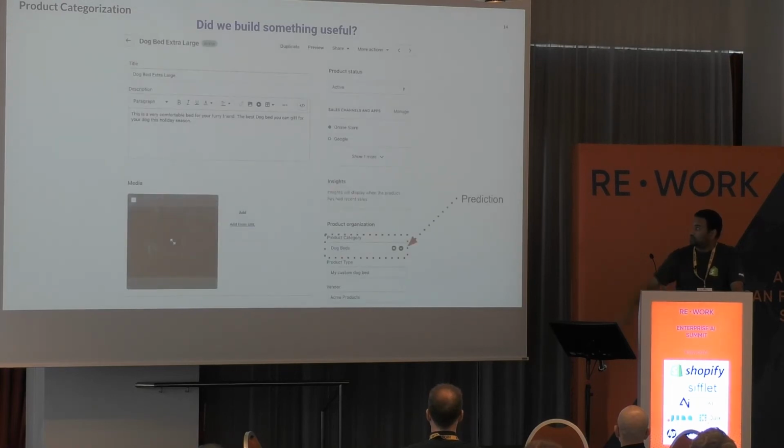And what we did is this is essentially our admin page. If you are a merchant and you're selling a dog bed, you will see this and you will see our prediction show up there. And the merchant now has the option of either accepting it, rejecting it, or ignoring it if they want to. And this essentially adds a feedback mechanism for us. If they correct our prediction, that gets used as new training data for the model. And if they accept it, great.